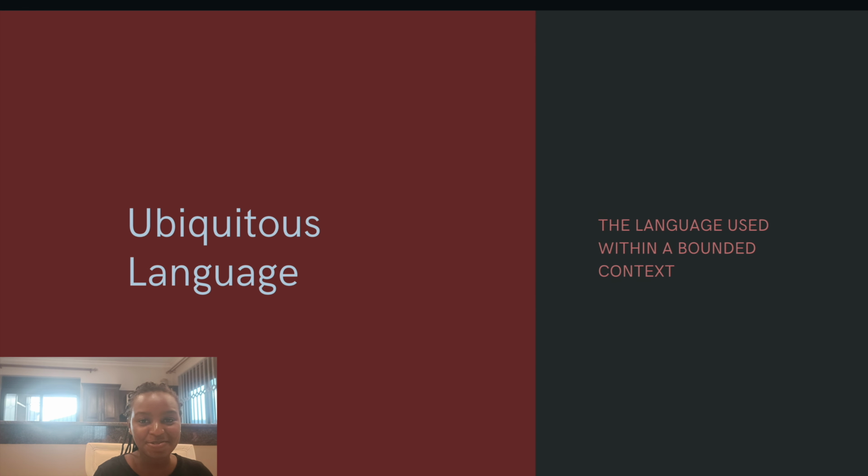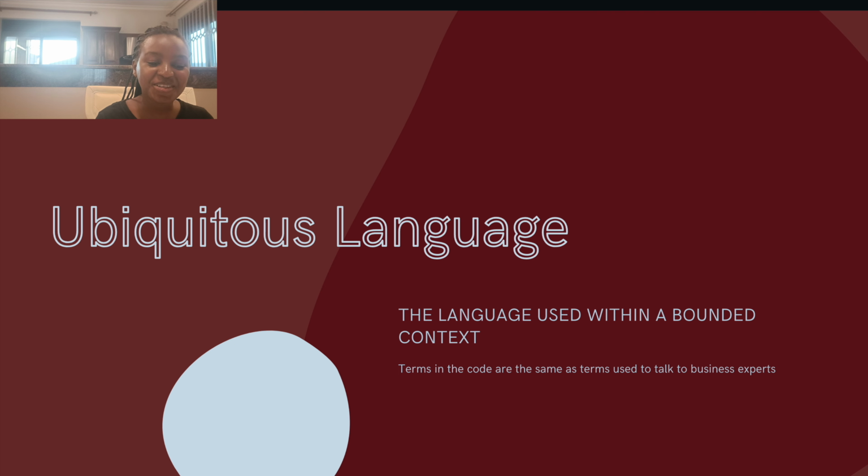Let's now get to know what a ubiquitous language is. What is a ubiquitous language? It's the language used within a bounded context. Terms in the code are the same as terms used to talk to business experts. Remember I talked about the developers and the domain experts, the main players having the same language. This language is a ubiquitous language, and they should be speaking the same language when they are referring to a specific bounded context. Of course, that will vary from context to context. So every bounded context has its own ubiquitous language.